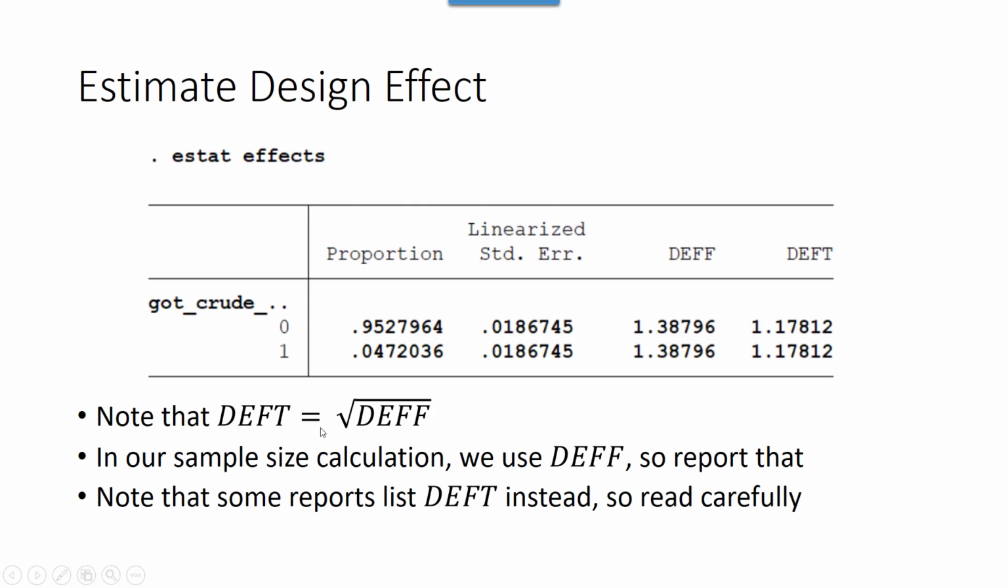In our sample size calculation, we use DEFF. That's what I call design effect. So I recommend that we would report that. But some reports list the DEFT. That's fine as well because we can always convert back and forth between them. So just read other people's reports carefully to know what they are reporting and be real clear in what you're going to report. I recommend reporting the DEFF.